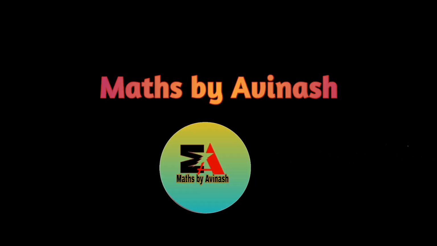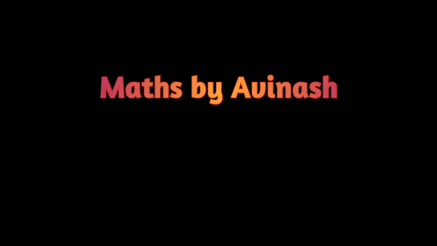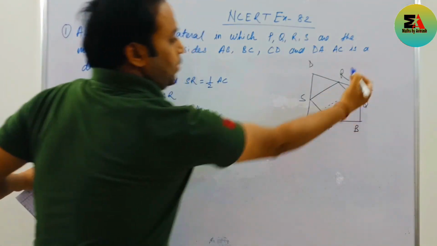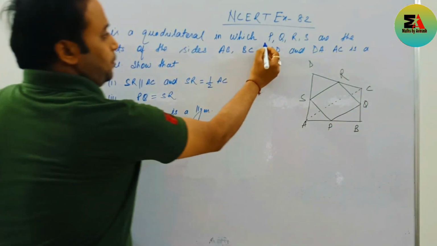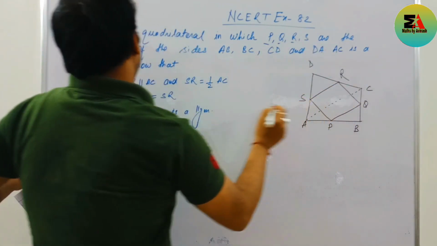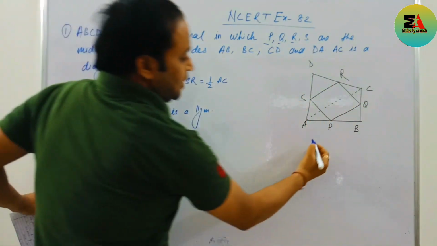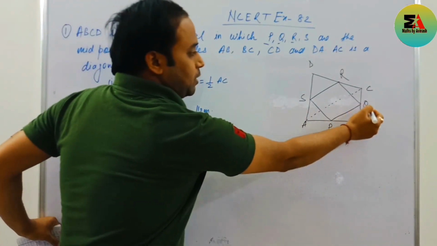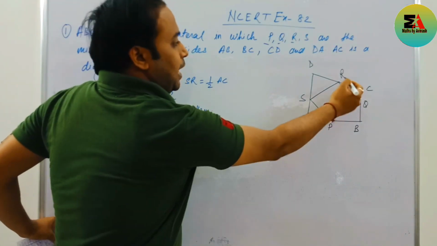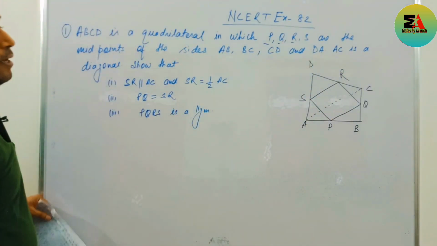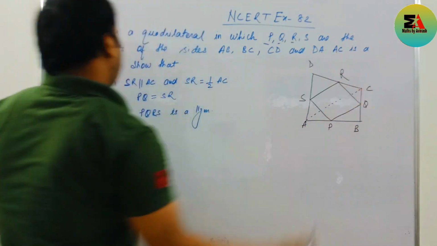This is our first sum of NCERT 8.2. The question says ABCD is a quadrilateral in which P, Q, R and S are the midpoints of the sides. P is the midpoint of side AB, Q is the midpoint of side BC, R is the midpoint of side CD, and S is the midpoint of side AD. And AC is our diagonal.